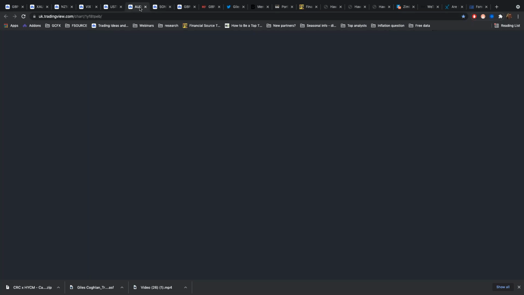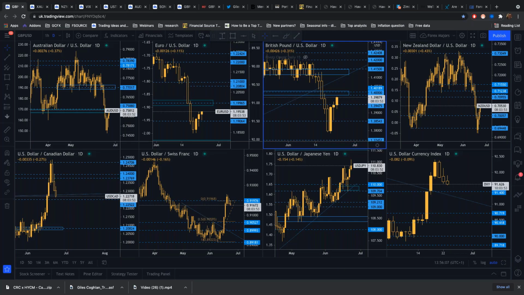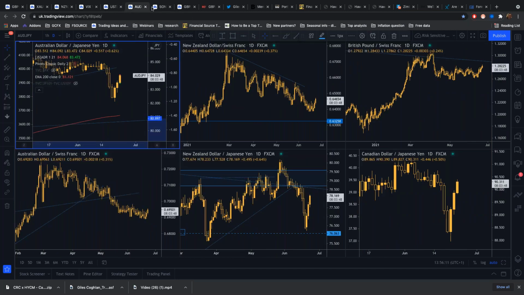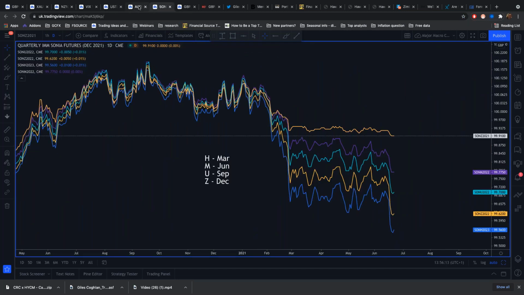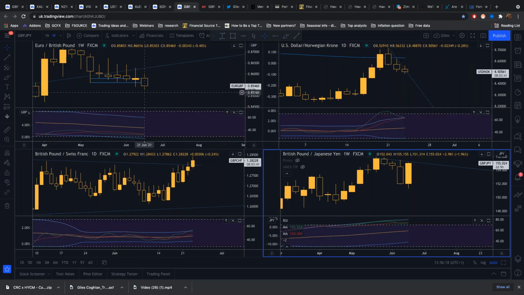Now, this is what I'm expecting: a knee-jerk rally in the pound very quickly, and then I'd expect to see sudden downside. Let me just get the right charts. Here we go. I expect sudden downside in euro pound, sudden upside in pound Swiss franc and pound yen, and then I wouldn't be surprised to see some of it pulling back.